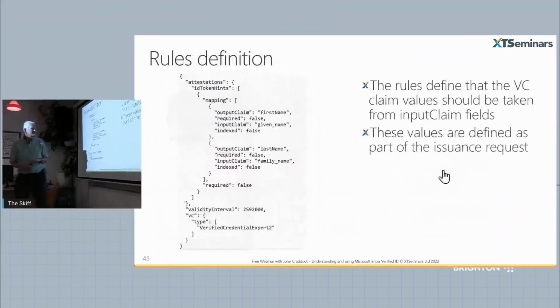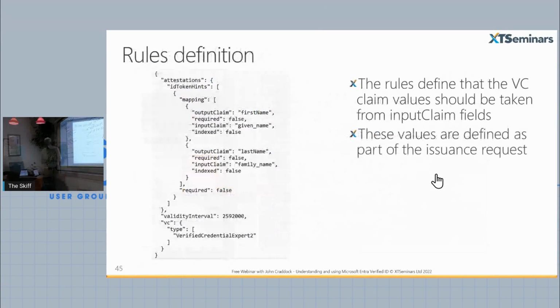And then in terms of the rules, it's basically the rules as to how you get these values, all right? This is using what's called ID token hints, which is the one where we're actually filling in the information programmatically, but we can also pull the information out of an ID token. We could pull it out of different VCs, etc. And that's what this rule definition file does for you.